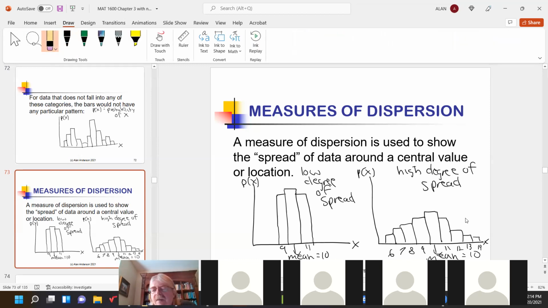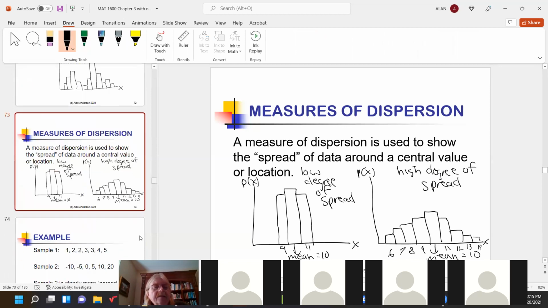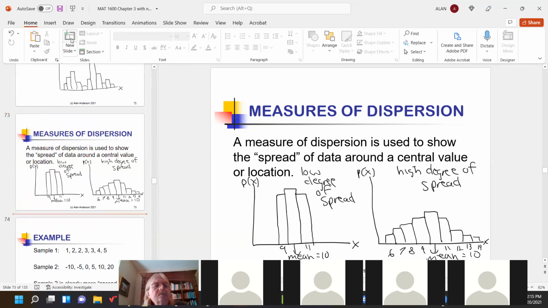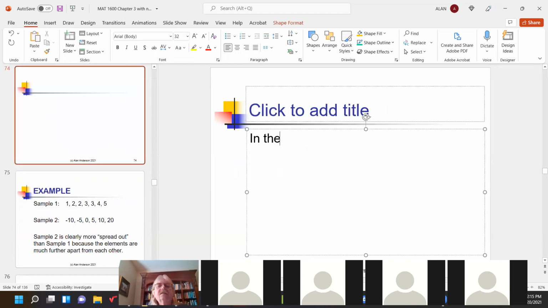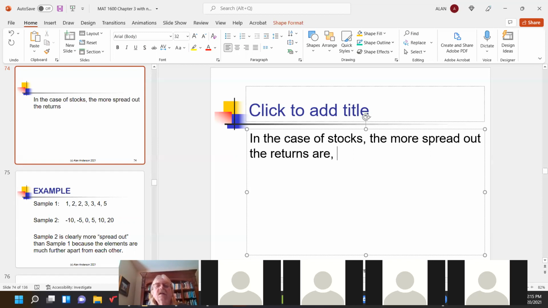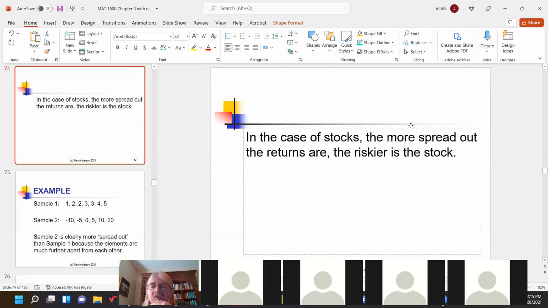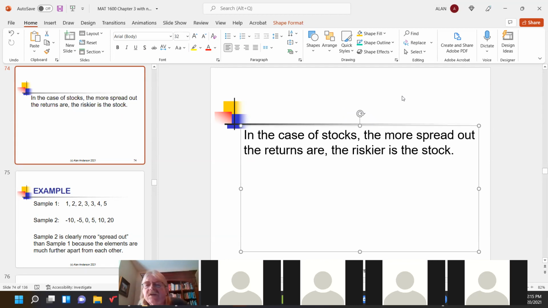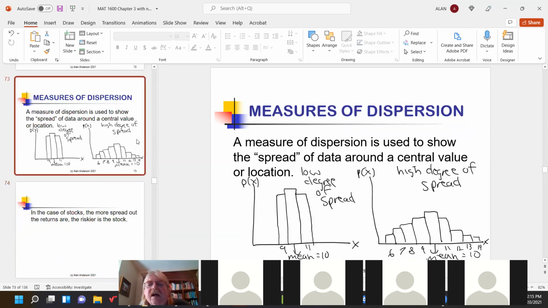And in fact, talking about stocks, let me quickly show you that in the case of stocks, the more spread out the returns are, the riskier is the stock. In other words, the spread tells us how much the return can change from one year to the next. So the more spread out the returns are, the riskier is the stock. That's important information when you're buying stocks for your portfolio. Normally you want to avoid risk unless there's a potential for higher returns involved. But at least this way you'd have a sense of how spread out the data are.